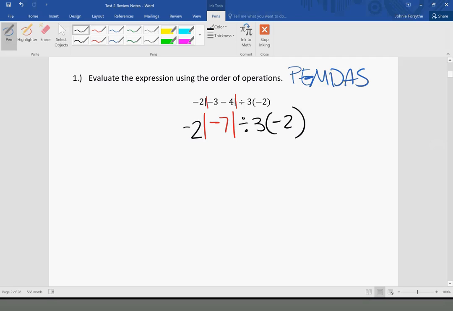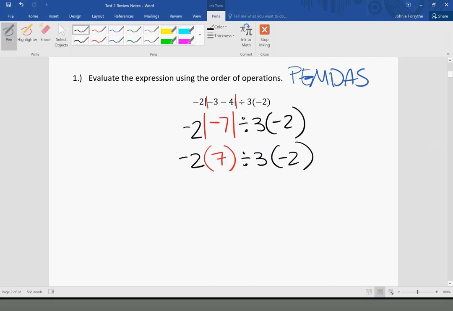Okay, so now we still want to work within the grouping symbol of the absolute value. So the absolute value of -7 is +7, because that is asking for the distance that -7 is from 0. So we have -2 times +7 divided by 3 times -2.